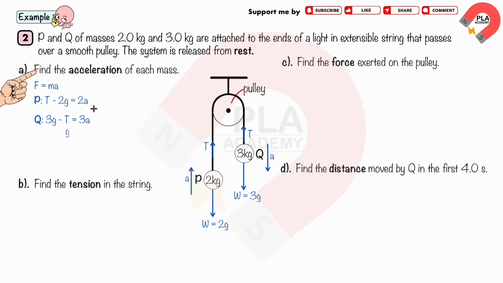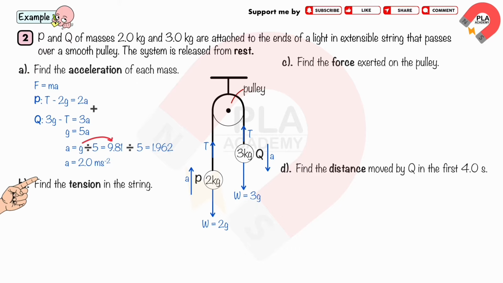We add two equations together, so we get g equals 5a. We solve the acceleration, a, by substituting g equals 9.81. We get the acceleration, a, equals 2.0 meters per second squared for two significant figures.